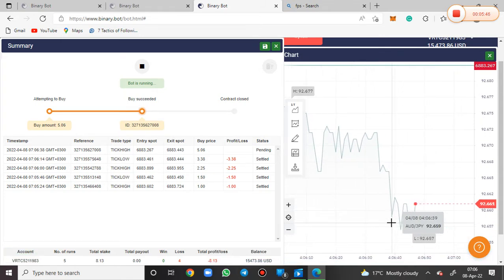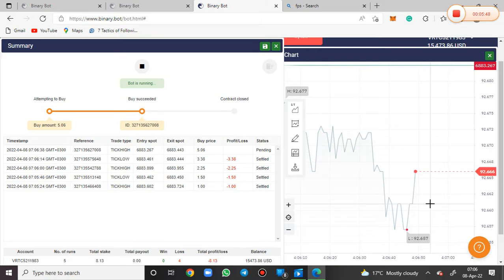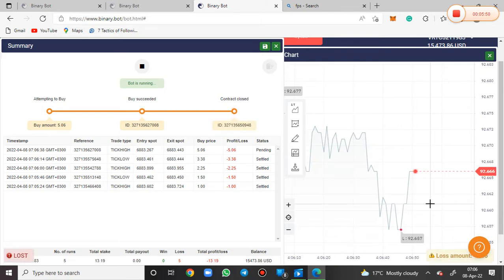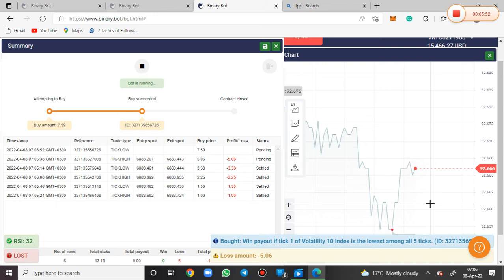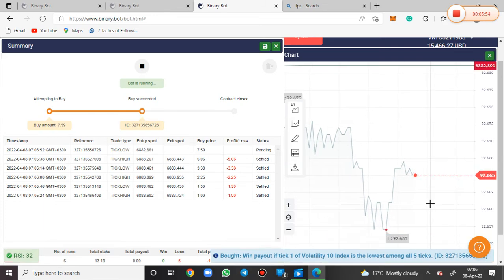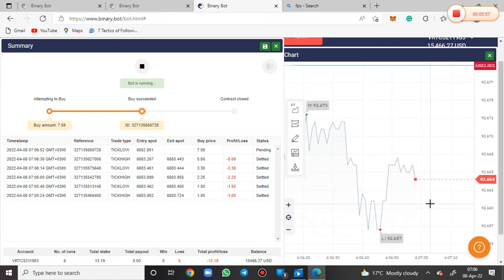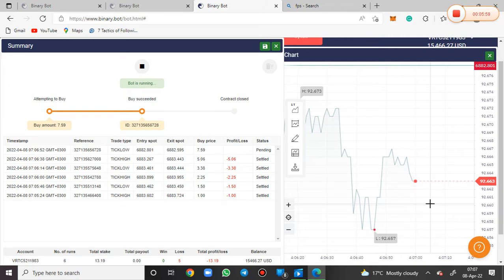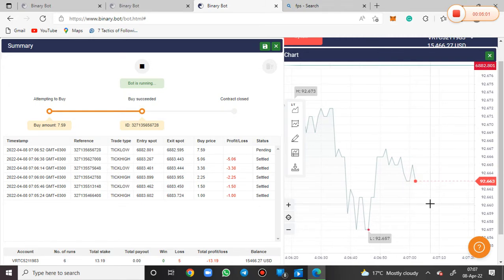And you'll see that at the end of the day, this kind of bot is going to give you so many losses before you get a win. This is just for illustration purposes, remember. So don't panic. You're going to see.